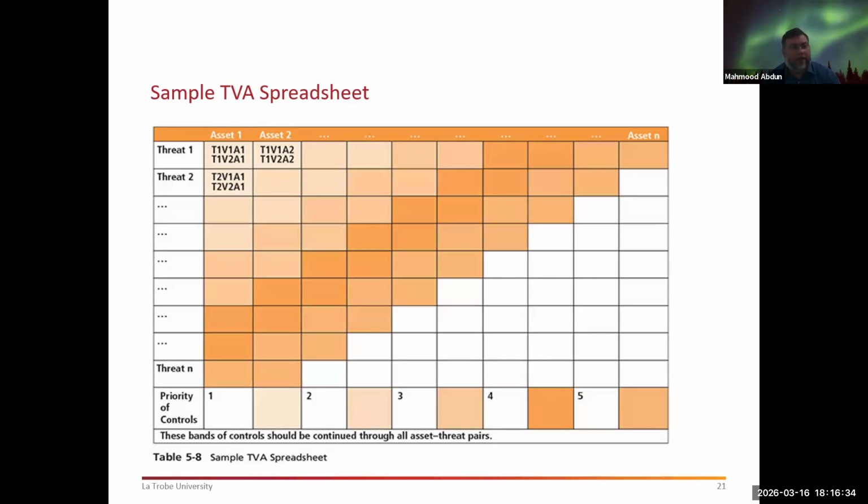And the assets range from 1 to n here. Let's say that asset 1 is more important than asset 2. So this is also the relative importance of assets in decreasing order of importance. So asset 1 is more important than asset 2 and so on.